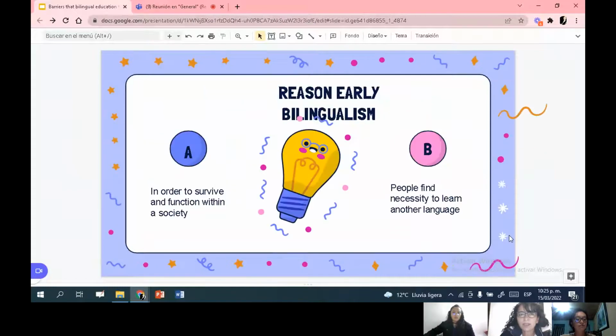Next one. Reasons for early bilingualism: in order to survive and function within a society. And the second is just as important. People find the necessity to learn another language. What happens with this? When people need to move to another country, and when people meet a new person and they need to speak with him or her.